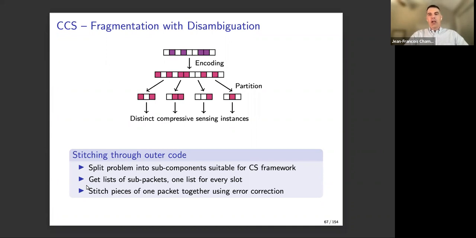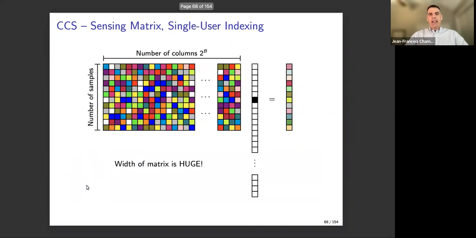So before fragmentation, we're going to use an outer code. The outer code is going to add some redundancy in a structured fashion to the packet. So say, for instance, I have a packet of 128 bits. If I decide to use a half rate code, then I'm going to have 256 bits that I can fragment. I can send each of them in a small compressed sensing fashion, and then I can use my outer code to stitch the different packets together. And this is the idea that led to coded compressed sensing. So let's look at that.